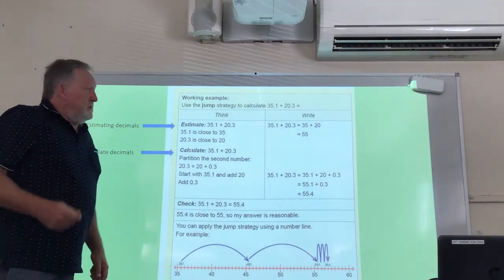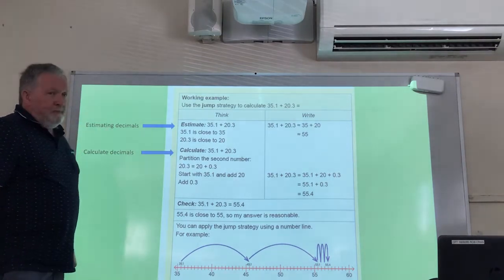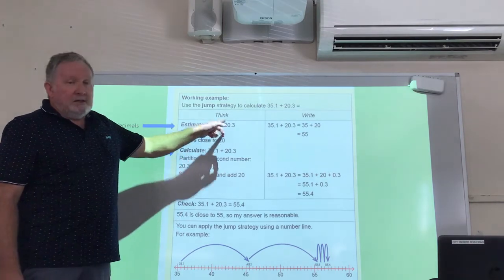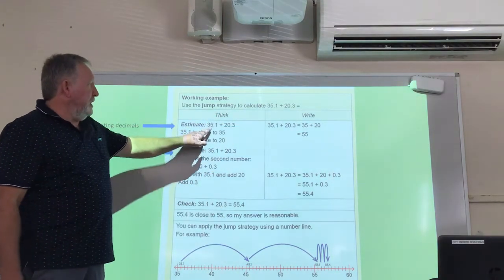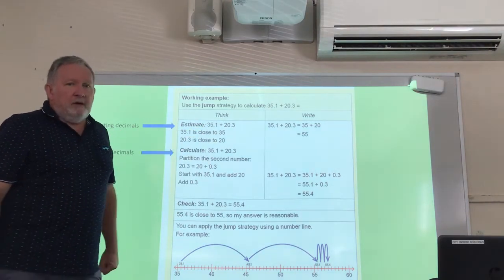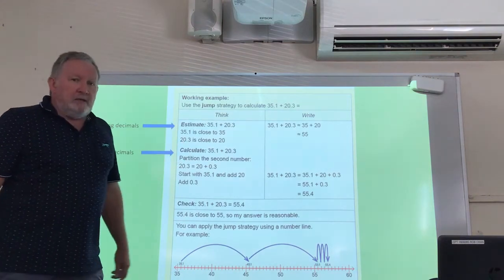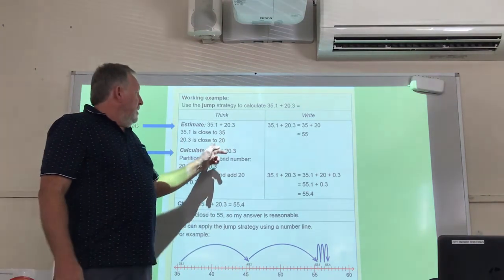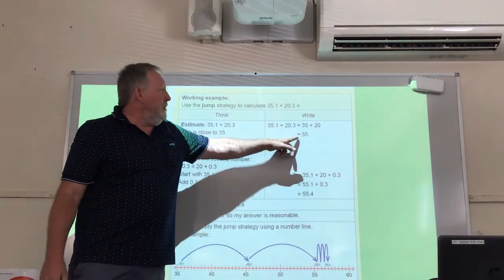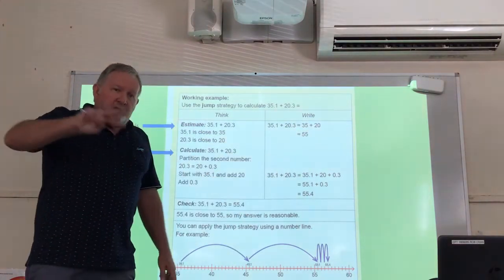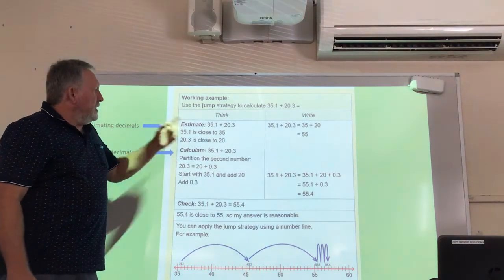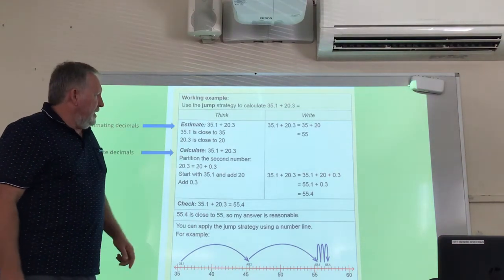We're going to do 2 elements to each of our questions. We're going to estimate, and then we're going to calculate. When we're estimating, for example, 35 and 1/10, add 20 and 3/10, we look at each of those 2 numbers and we round them. 35 and 1/10 is close to 35. 20 and 3/10 is close to 20. And so 35 and 20 is approximately, well, it is 55, and that's an approximate answer. And that little curved equals means it's approximately equal to. So there's our estimation, and then we have our calculation.